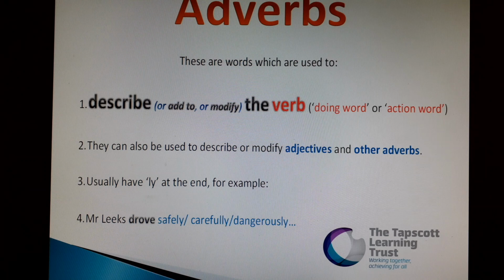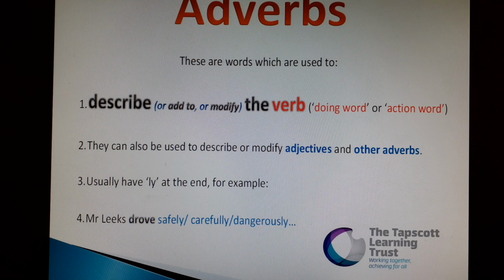These are words which are used to describe, add to or modify the verb. We often refer to verbs as doing words or action words, easier ways for our children to remember them too. They can also be used to describe or modify adjectives and other adverbs. Probably most people just think of it as describing or modifying the verb, but they can actually modify adjectives and other adverbs too. They usually end with ly, but this isn't a given, in particular when we move on to adverbials, which we'll get on to a bit later.